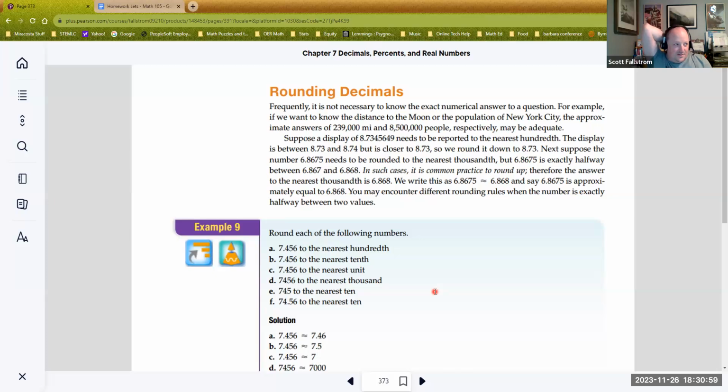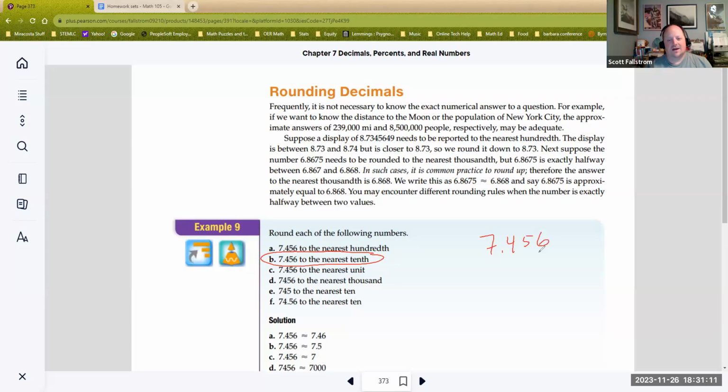Rounding's not bad. Just remember place value wise, just like when we were rounding whole numbers. So make sure you understand which place value you're going to. If you are going to the nearest tenth, then write the number out. This tenth is what we're looking at. So if you were looking at a number line, here would be 7 and 4/10. Here would be 7 and 5/10.